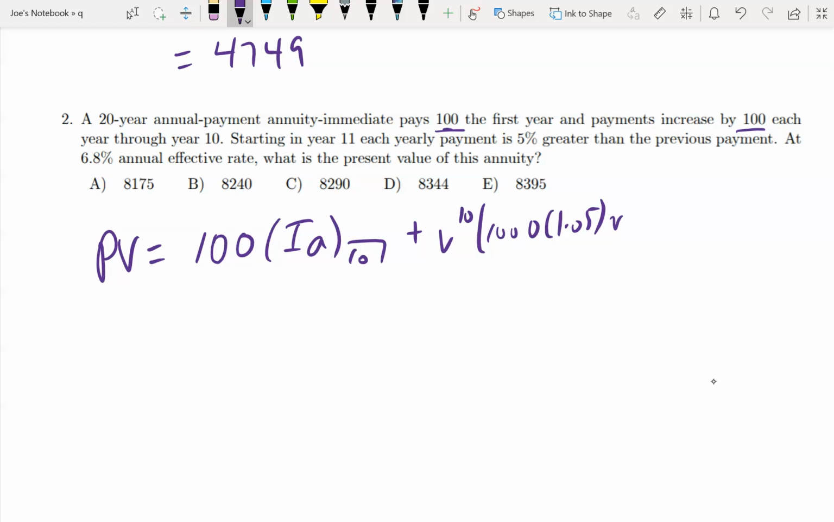Then the next one's going to be 1,000 times 1.05 squared, and then a v squared. And we'll continue until we get to 1.05 to the 10th, v to the 10th. Because it was 20 total payments, right? So we're doing the last 10 payments there. So we've got that. Again, the first part is the arithmetically increasing annuity. The second part is the geometric increasing annuity. Oh, sure it is. Geometrically increasing annuity.